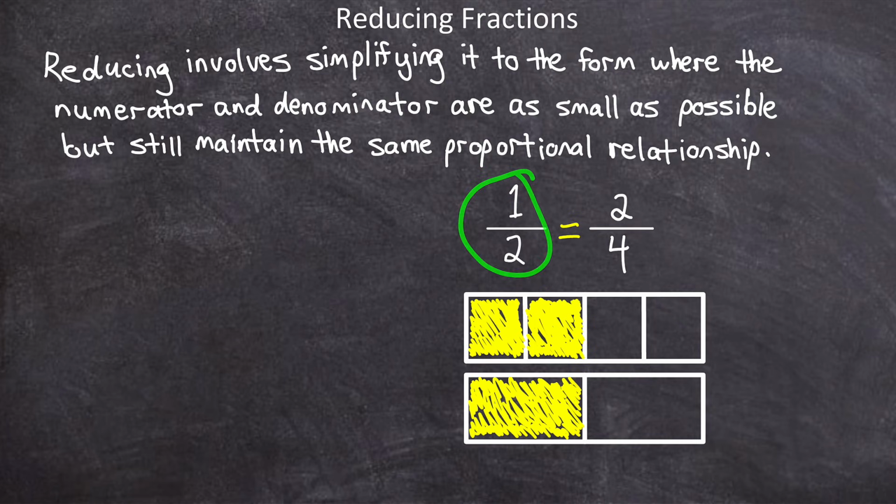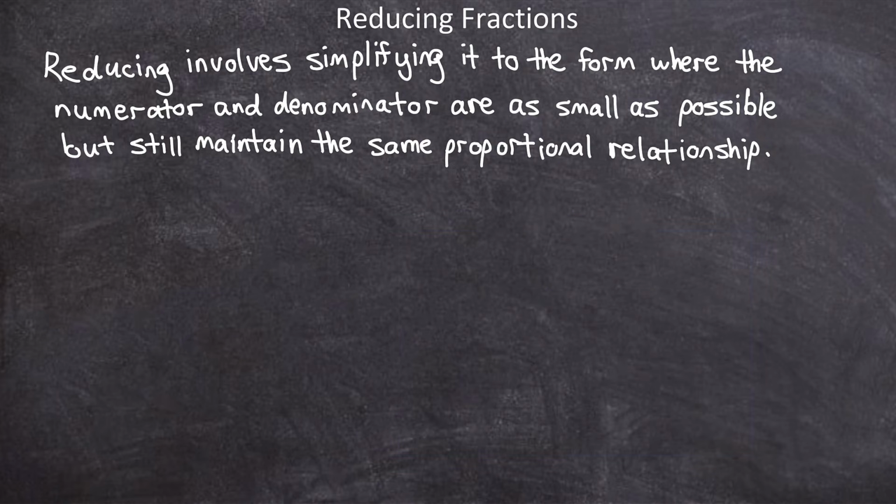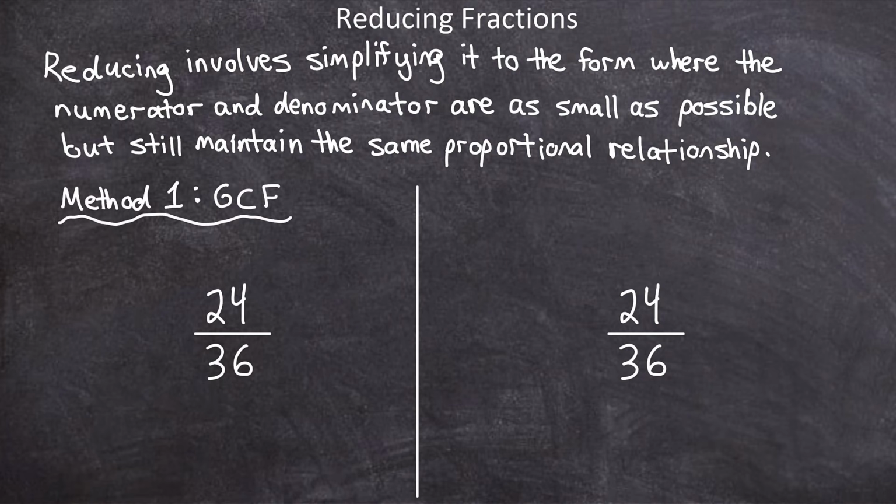But in this fraction, the numerator and denominator are smaller. This is the reduced but equivalent version of 2 over 4. Now let me show you a couple different methods for how you can reduce fractions. So I'll get rid of this demonstration. Let's look at how we can reduce the fraction 24 over 36 using 2 different methods. Method 1 is the greatest common factor method, and method 2 is the prime factorization method.